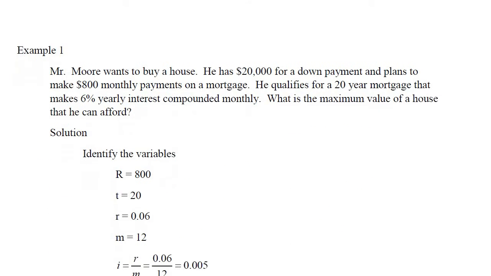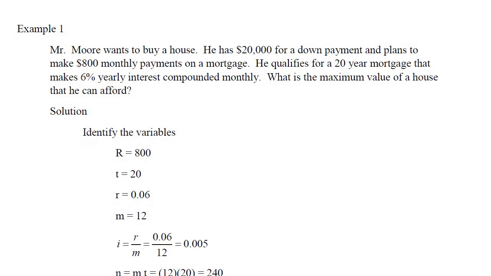So let's take a look at an example. Let's say that Mr. Moore wants to buy a house. He has $20,000 for a down payment and plans to make $800 monthly payments on the mortgage. He qualifies for a 20-year mortgage that has 6% yearly interest compounded monthly. So we want to find the maximum value of a house that he can afford.